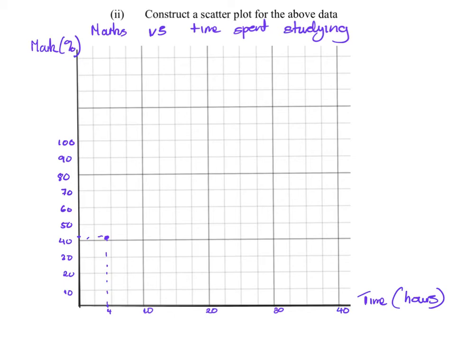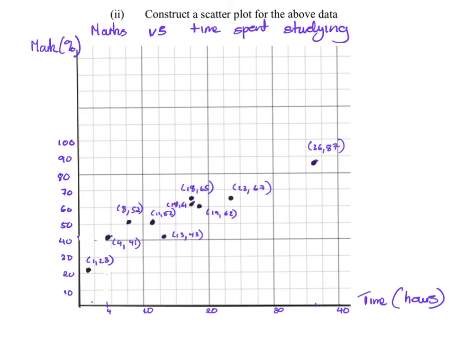The next one is when time is 36. So 36 would be around about there, and 87 is around about there. So when I line them up, that's where my dot is. And now I have to plot every other pair. So 23 and 67. So there is our scatter plot.